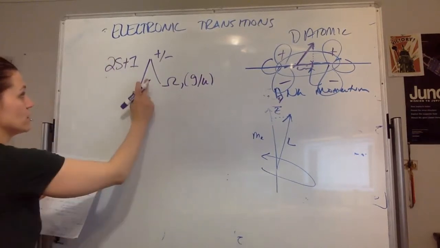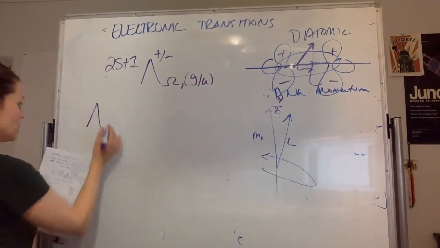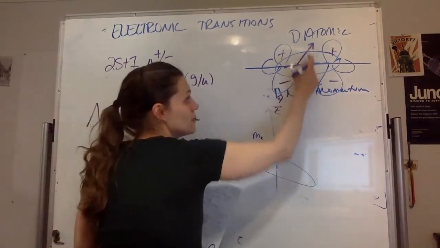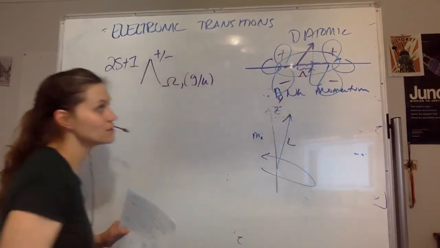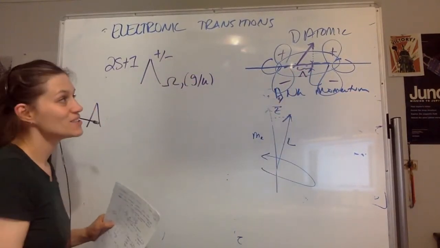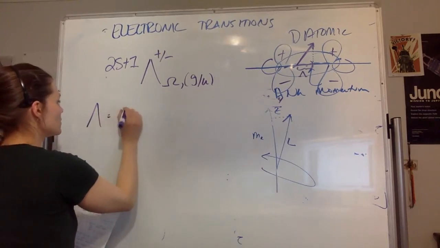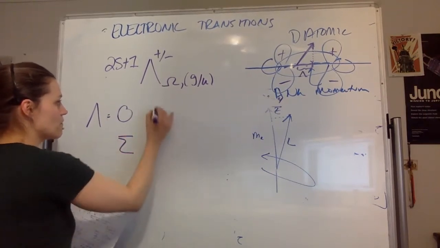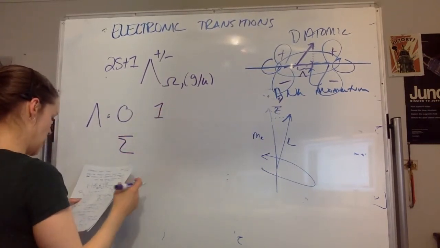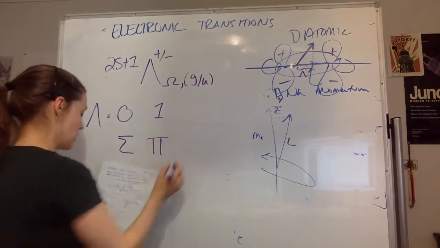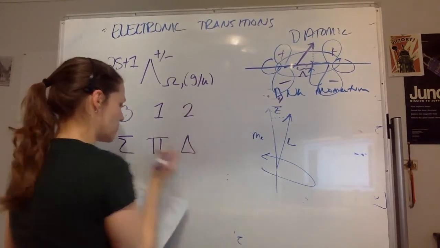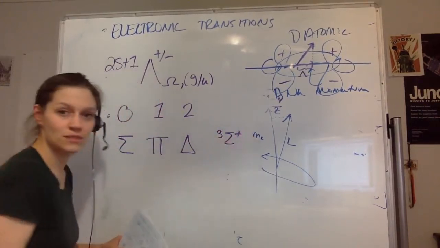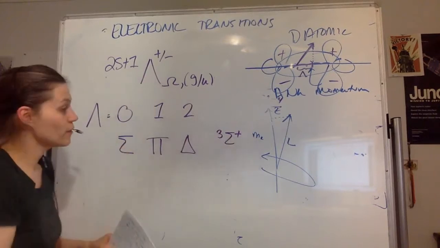So let's break this down. Let's start with this one. So lambda is equal to that projection right here, that's lambda. Go team. So if lambda equals 0, we're going to call it a sigma orbital. If lambda is equal to 1, we're going to call it a pi orbital. If lambda is equal to 2, we're going to call it a delta orbital. So you may have seen something that looks like this, 3 sigma plus. That's a term symbol that we're going to be dealing with.